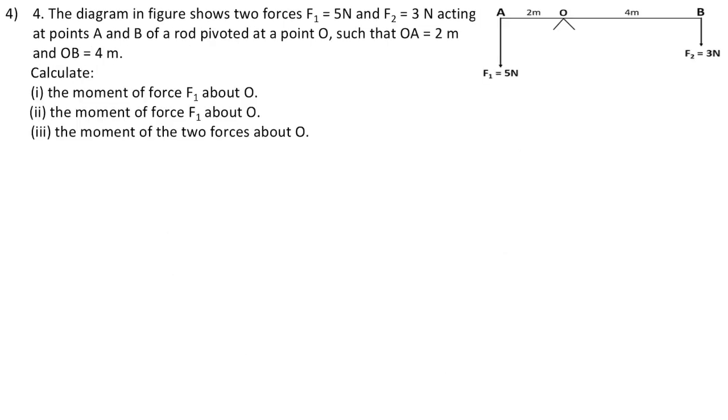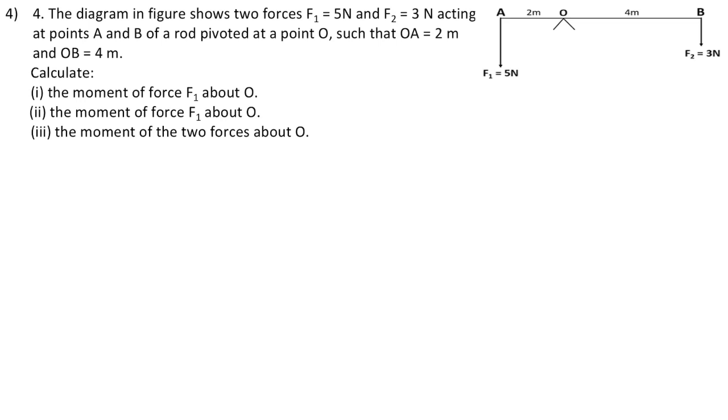Fourth numerical. The diagram in the figure shows two forces, F1 5 Newton and F2 3 Newton, acting at points A and B of the rod. Distance OA is given to us as 2 meter and OB is also given as 4 meter. Calculate the moment of the force F1 about point O.